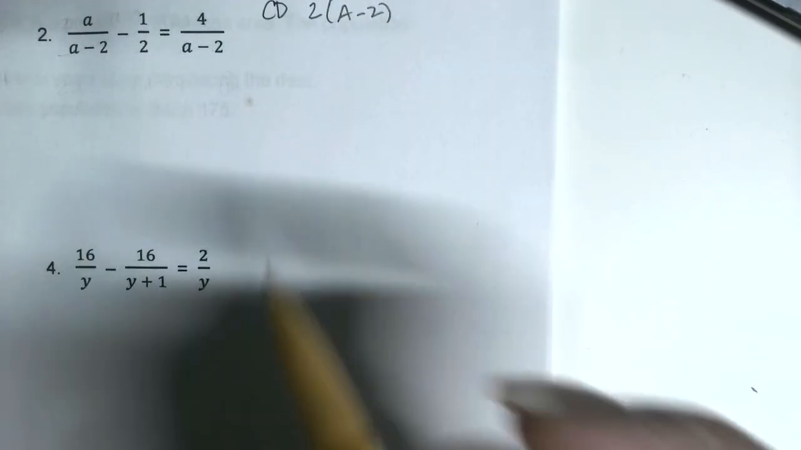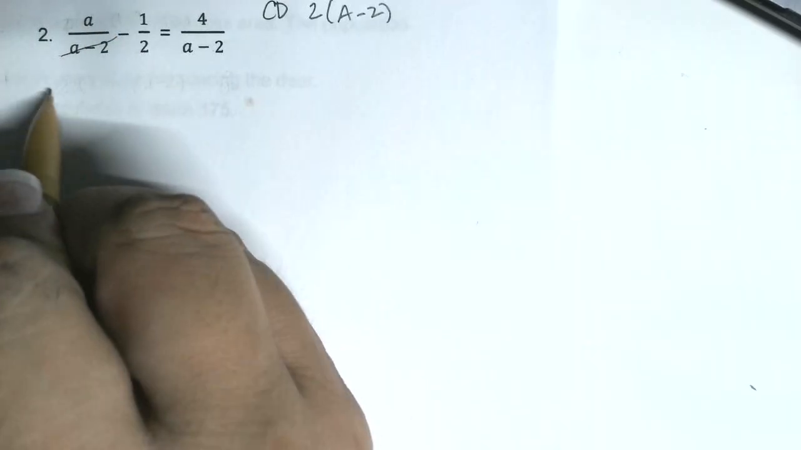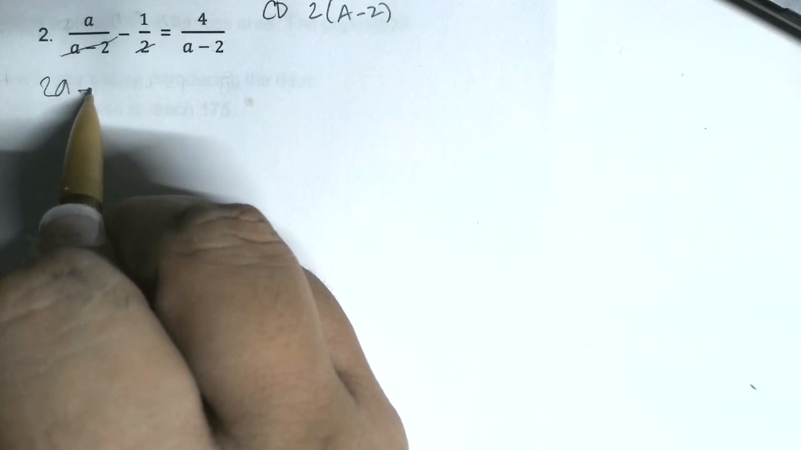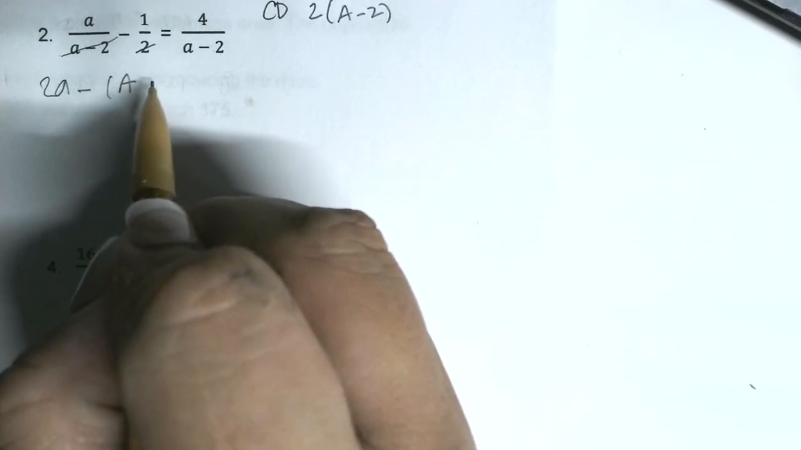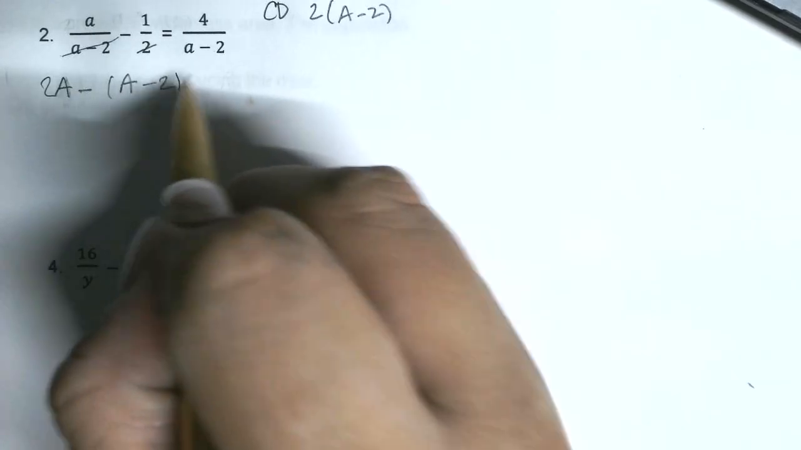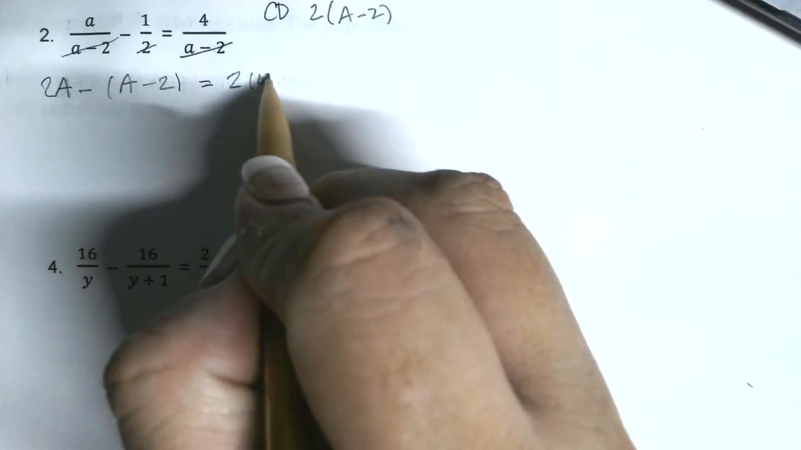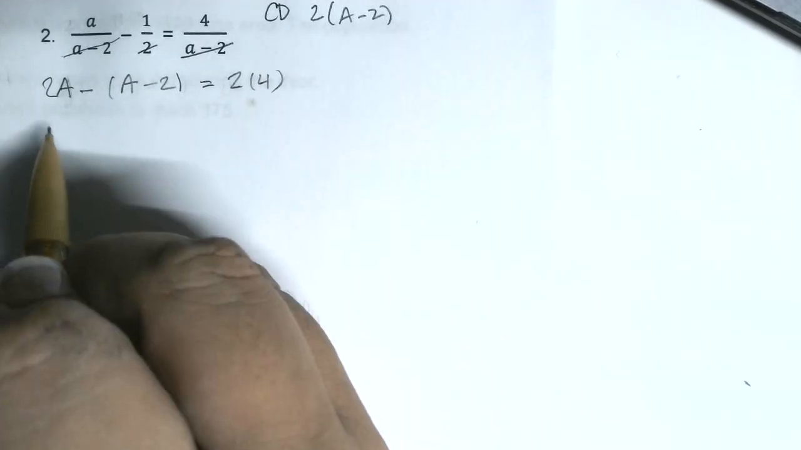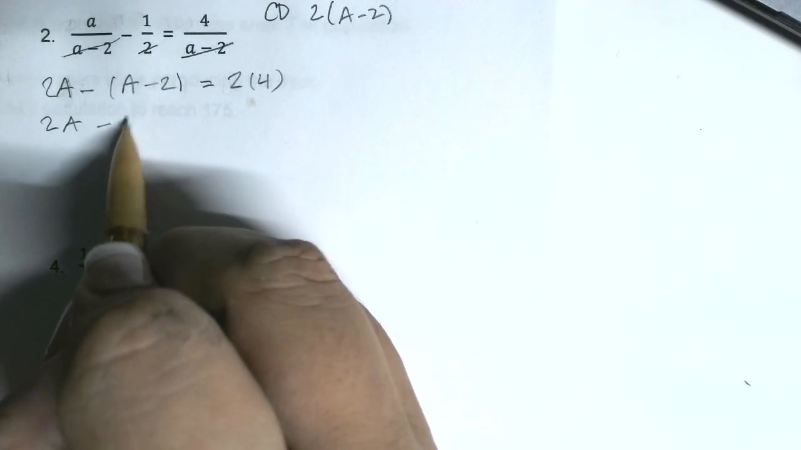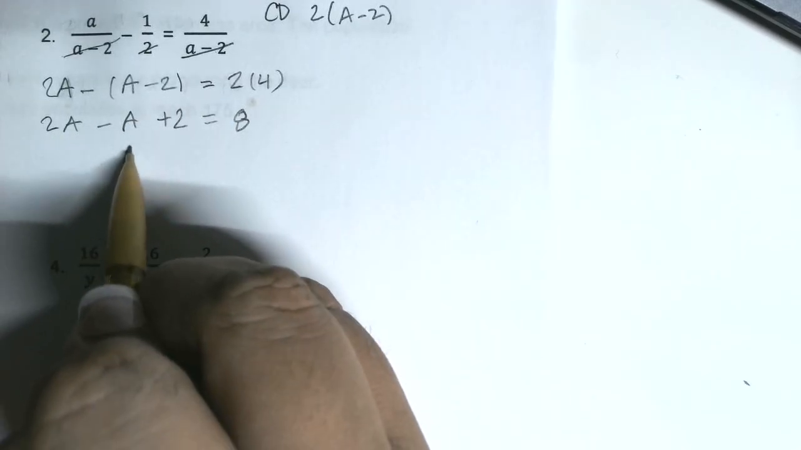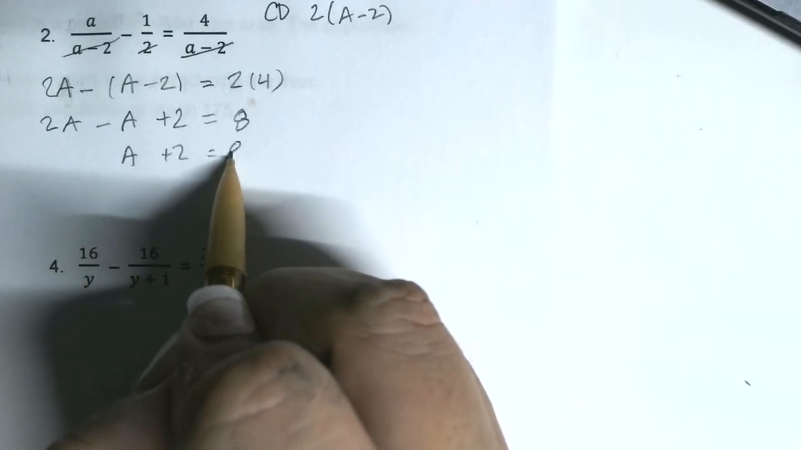Since I have an a minus 2 here, this goes away, so I get 2a. Since I have a 2 here, this goes away, I get a negative a minus 2. And then equals, this has an a minus 2, so I'm left with 2 times 4. So when I distribute, I'm going to be left with 2a minus a plus 2 equals 8. And then I'm left with a plus 2 equals 8.